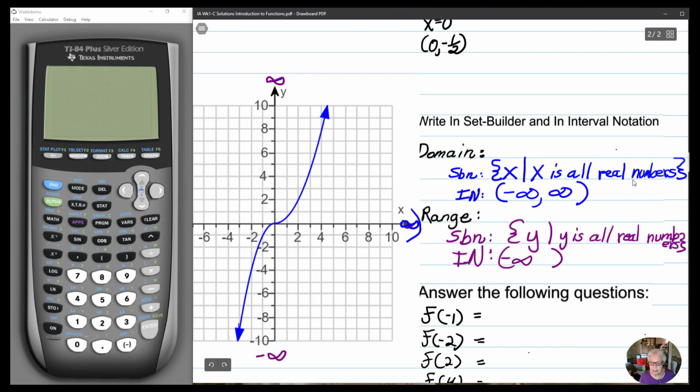Negative infinity to positive infinity. These are not the same. This is on the x-axis. This is on the y-axis.